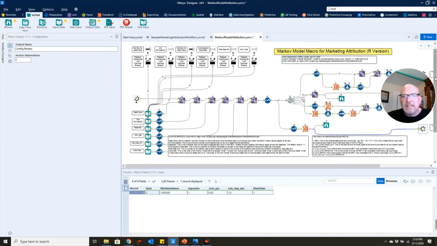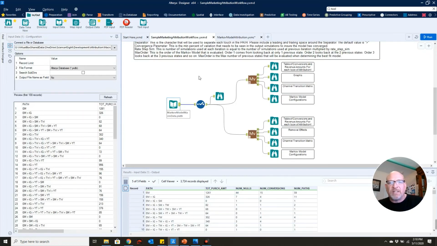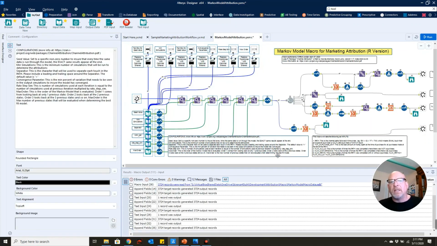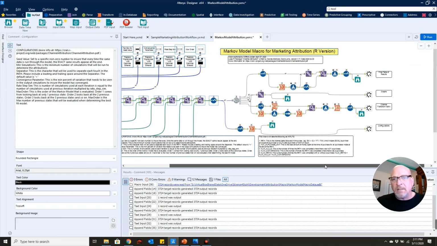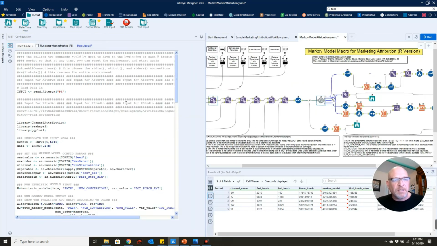So this is one of those macros. Here, for example, this is what I showed you before. This is our macro that's in R. This is our macro in Python. And here is the macro in R. Okay, so this part right here just helps us calculate all the configuration of the macro and how we're going to do the modeling. This is where all the secret sauce happens. This is where all the R code is. And this is all the R code right here.